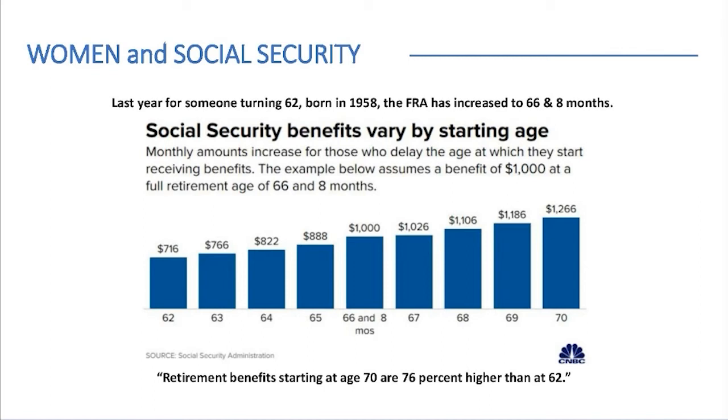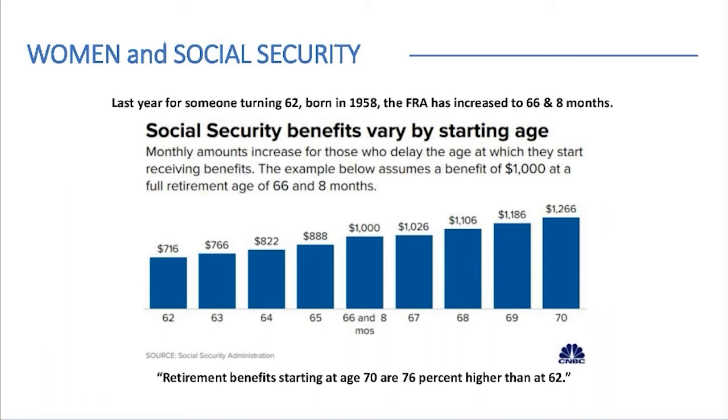Last year for 2020, you turned 62, you had your retirement age increased to 66 and 8 months. Now you took a larger reduction if you took your benefits at 62. But due to the way benefits are calculated, if you delay to 70, you're still going to increase your retirement benefit a full 76%.